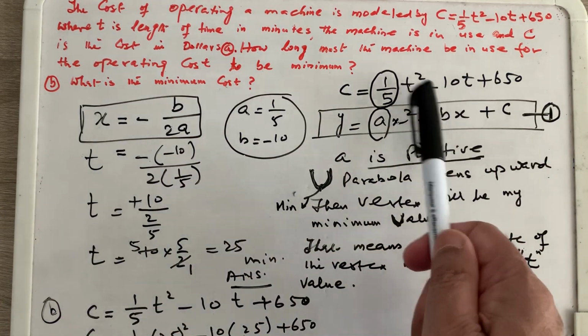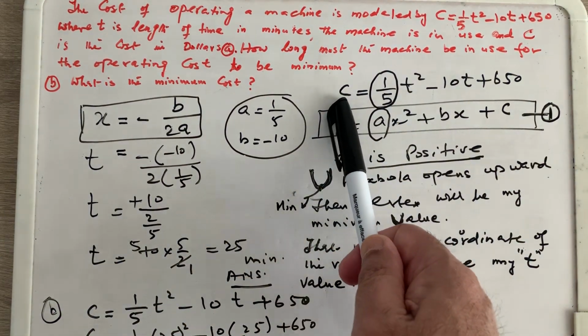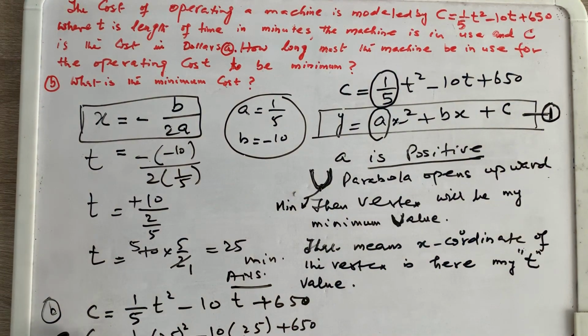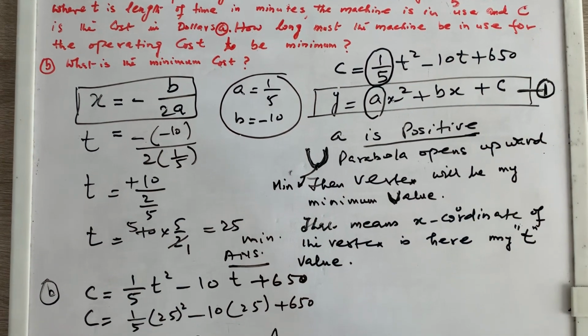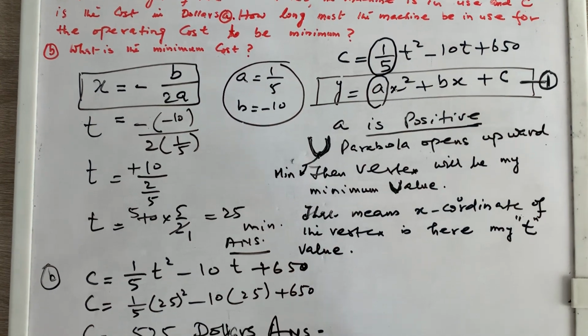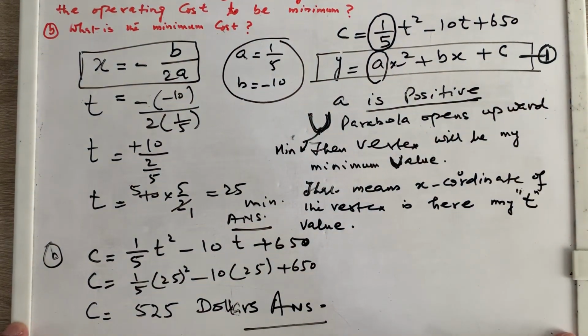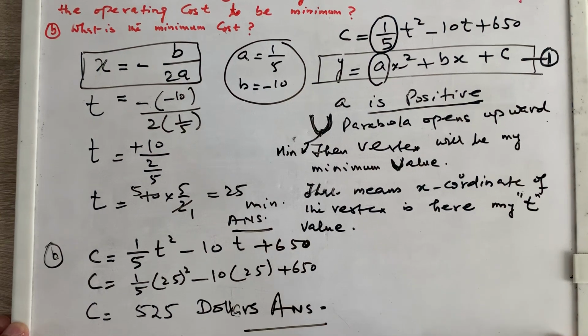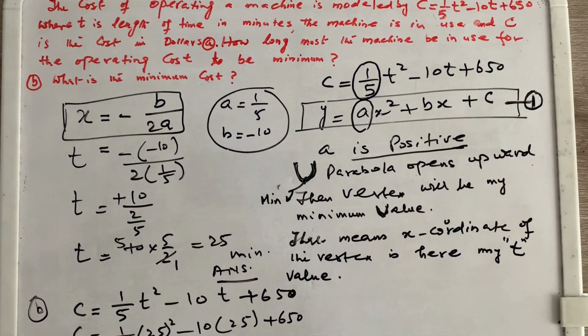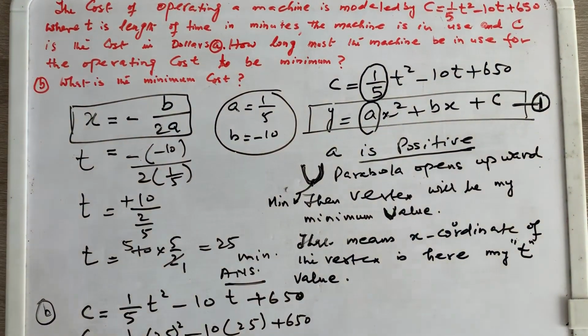What is the other variable in here? The cost, operating cost. And we can calculate the operating cost by substituting this value, t is equal to 25, back into the equation, and we get the cost. So that's how we solve both parts. Hope you understand this. Just practice how to get the x coordinate, understand the word problem, and then do it quickly in your exams or in your assignment.